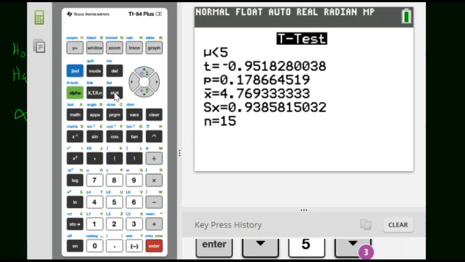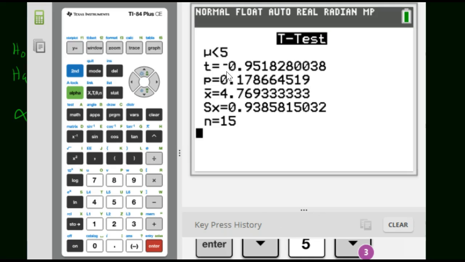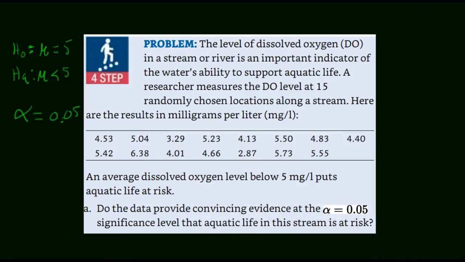And you can see there's my t-test statistic, which is about negative 0.951. My p-value, which is the significant one here, is 0.178, which is a somewhat large p-value, right? My mean for my data is 4.769. The data standard deviation is that. 15 is the n, so I'm working with 14 degrees of freedom. But this is the key number here, this 0.1786, so we'll make that 0.179. So we get a p-value of 0.179.